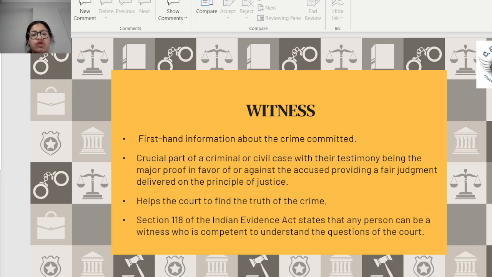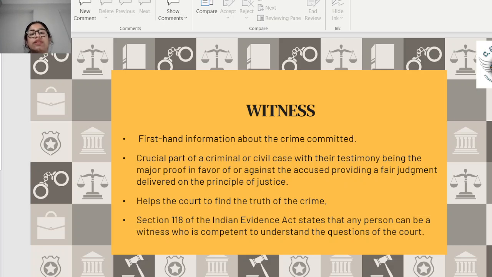So what is the importance of a witness now? The importance is basically to help the court find the truth of the crime. The Indian Evidence Act provides certain provisions for the persons who are capable of testifying in the court of law and its admissibility.